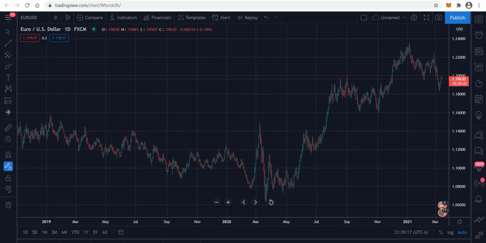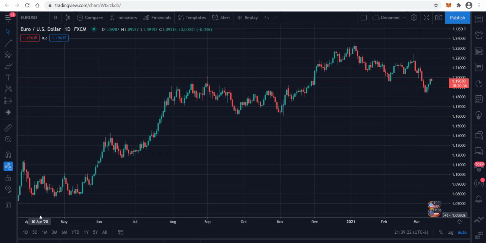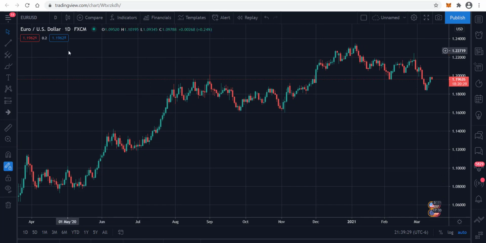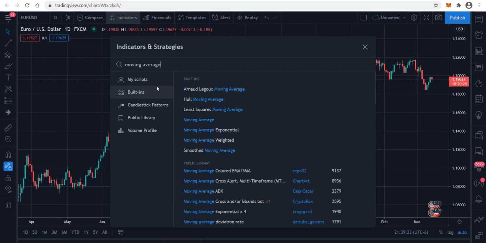Let's go ahead and zoom back in to basically 1 year ago. You can see the pandemic move and then kind of came on back, grinded higher. Let's go ahead and do a little moving average like we always do.